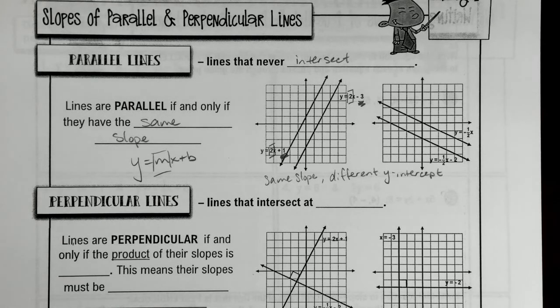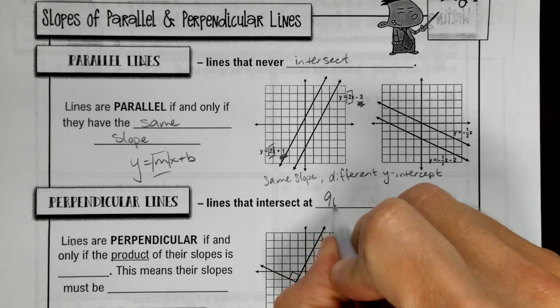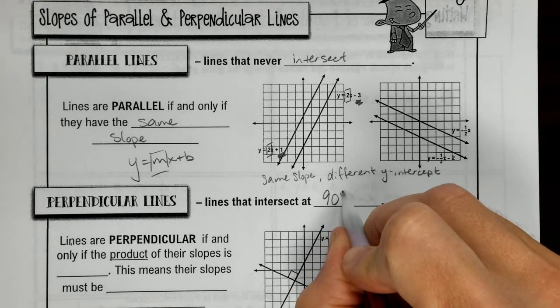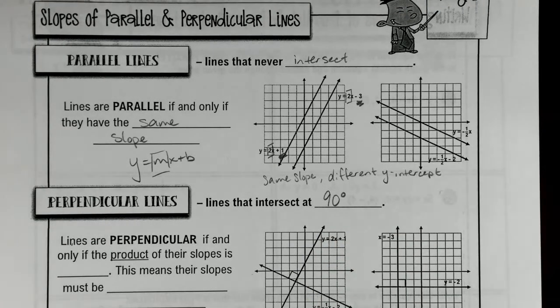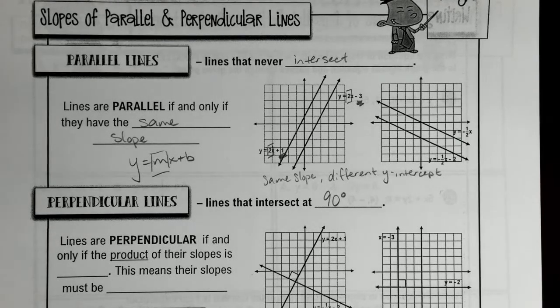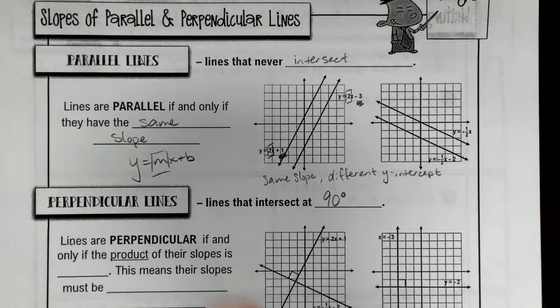Very straightforward. Perpendicular lines are lines that intersect at a 90-degree angle, a right angle. So parallel lines never intersect. Perpendicular lines intersect at a right angle. Lines are perpendicular if and only if the product of their slopes is -1.